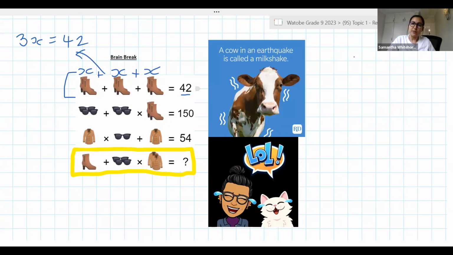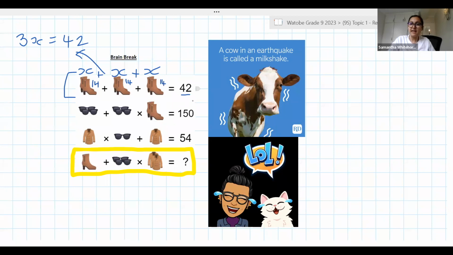Or do you have a question? I want to tell what the boots are. Yeah, tell me. Each boot is 7. Okay, since there are 2 boots in each, there are 14. Excellent. 14 plus 14 plus 14 is 42. Perfect. Well done.